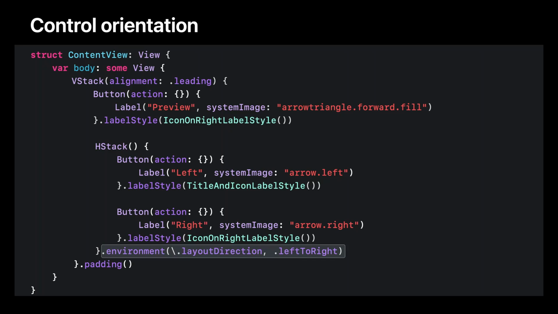Notice we applied the modifier to the HStack that contains the left and right buttons. Any changes you make to a view's environment are inherited by its child views, so putting it here not only keeps the HStack from reversing the order of the buttons, but it keeps both buttons from reversing the layout of their labels. And of course, we didn't apply our environment modifier to anything in the parent chain for the preview button, so it still reverses when appropriate, just as we want it to.